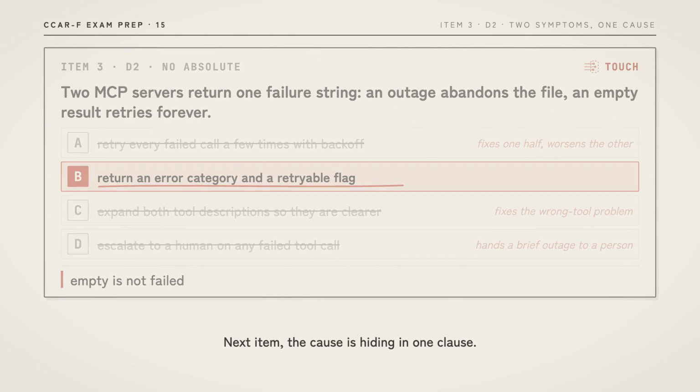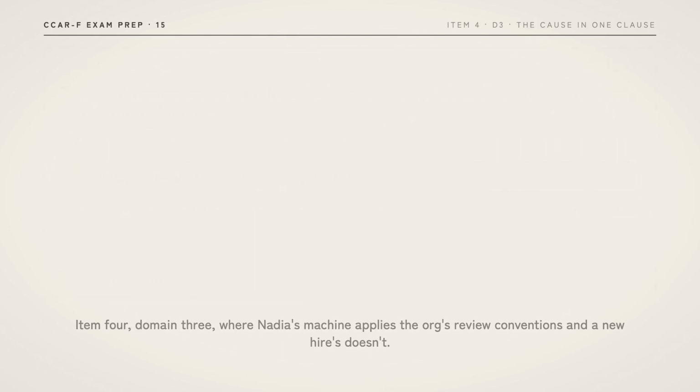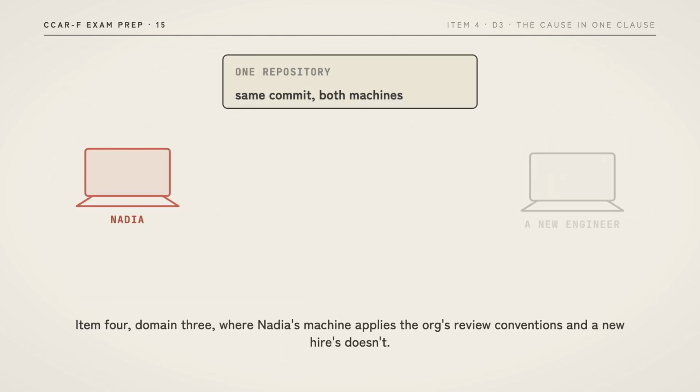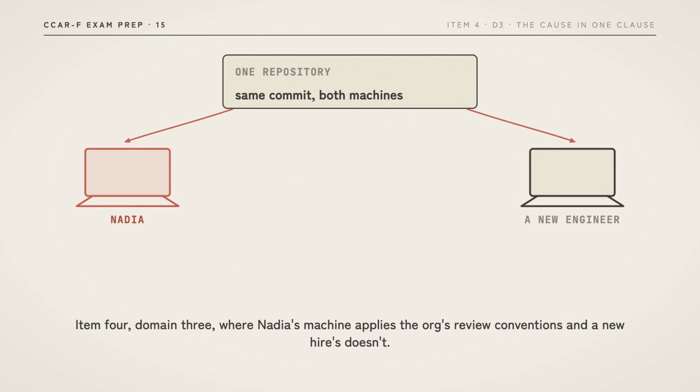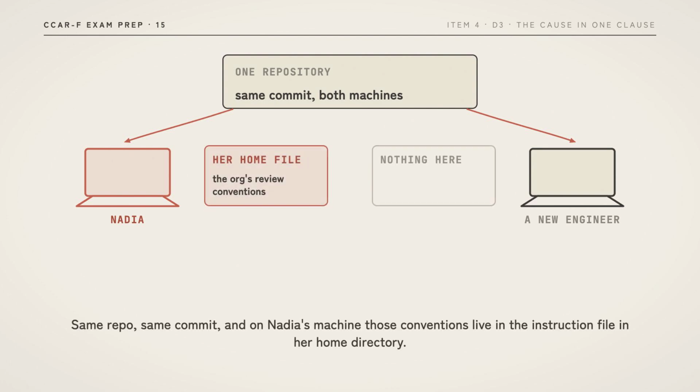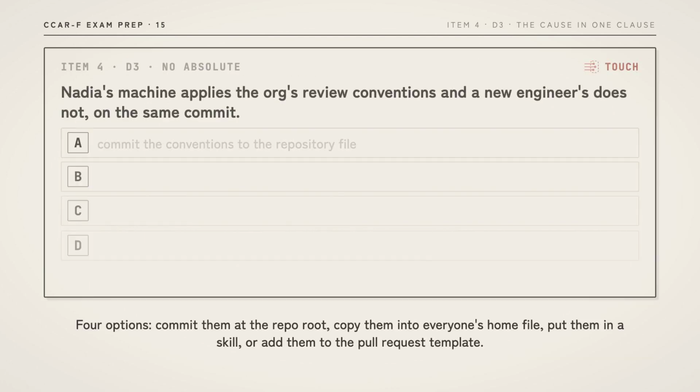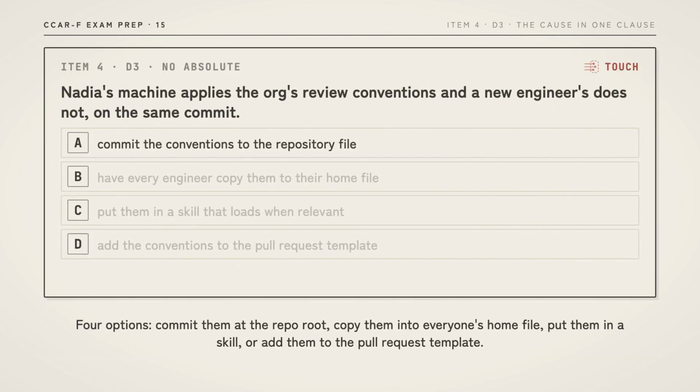Next item, the cause is hiding in one clause. Item 4, domain 3, where Nadia's machine applies the org's review conventions and a new hire's doesn't. Same repo, same commit, and on Nadia's machine, those conventions live in the instruction file in her home directory. 4 options: commit them at the repo root, copy them into everyone's home file, put them in a skill, or add them to the pull request template.